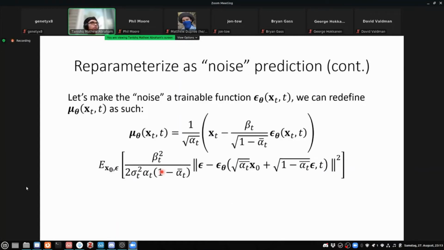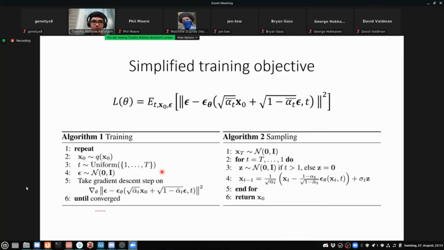Because if it's a weighting term, I think it increases as time goes on. Is that right? I'm not entirely sure, because in every implementation I've ever seen, they simply use the simplified loss on the next slide and leave that term out. So I don't know what the original relative weighting was before they simply dropped it.